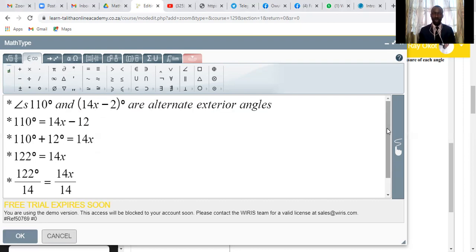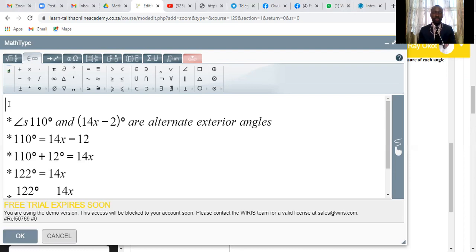Now, we can move on to the next activity. This was Activity 1, part 2.